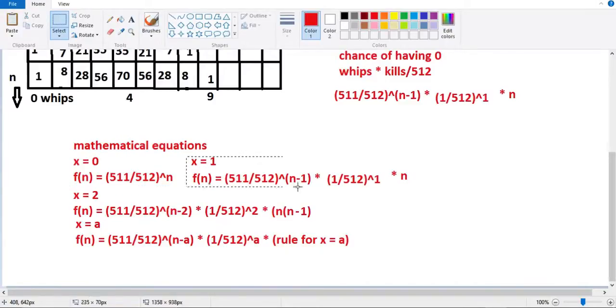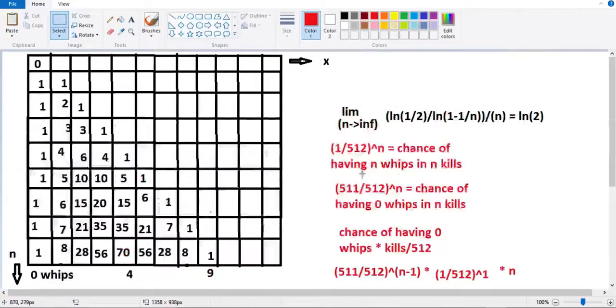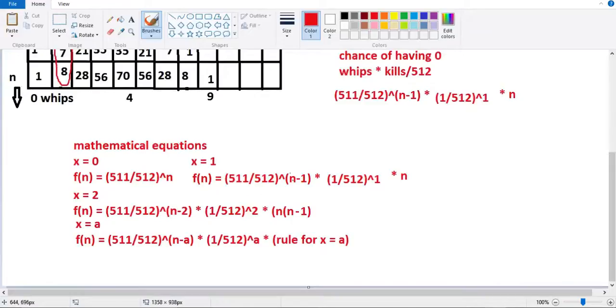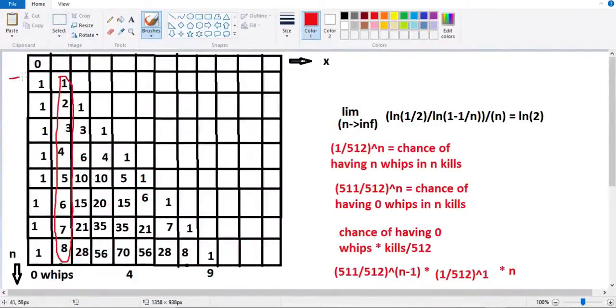And then for x equals 1, you have 511 divided by 512 to the n minus 1 times 1 over 512 to the 1 times n being the rule of this. As you can see, these are the possible outcomes, the amount of possible outcomes. So this is equal to n. As you can see, n equals 1, this is equal to 1. N equals 2, this is equal to 2. 3, 3, 4, 4, 5, 5, 6, 6.